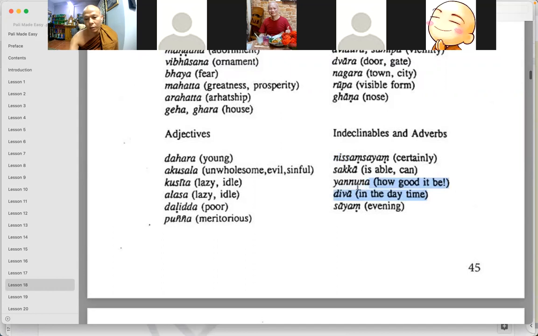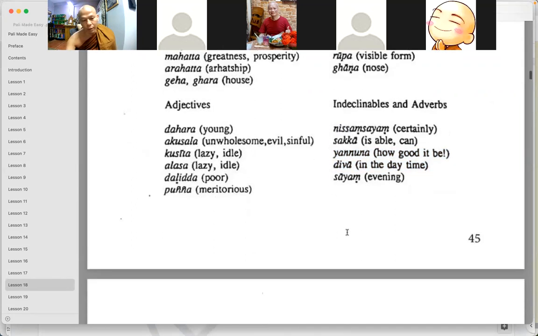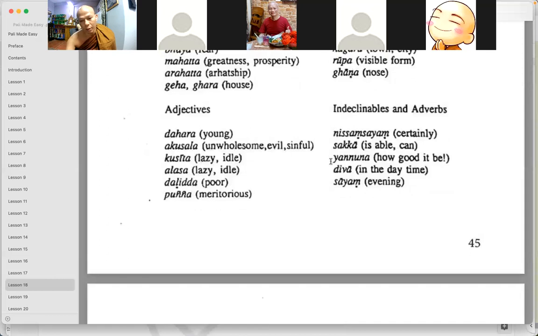And then yanuna. That yanuna is actually a conjunction. The meaning is "how good would it be if". Later, when we do the exercise, I will explain that one. Maybe that yanuna is also in lesson 8, in the optative mood, which we already learned. When we do the exercise, I will explain again.